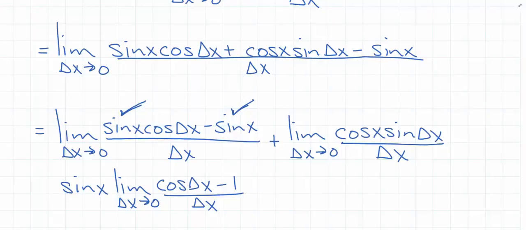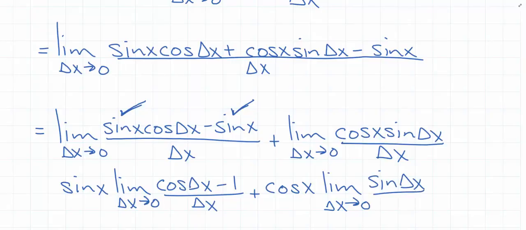Now, on this other one, I'll do the same thing with cosine, because cosine doesn't care what delta x does, because it doesn't have a delta x. So we've got sine delta x over delta x. Now we can evaluate these limits.